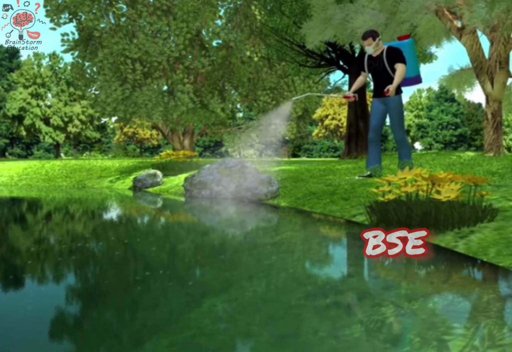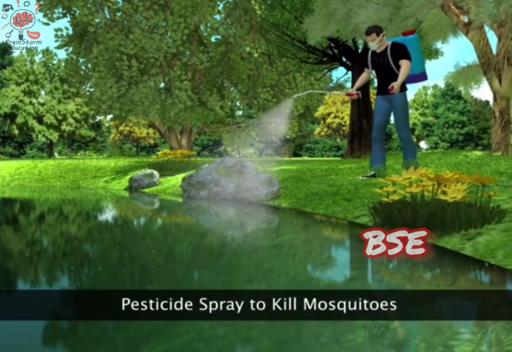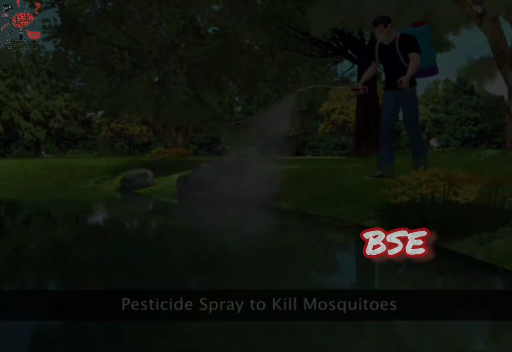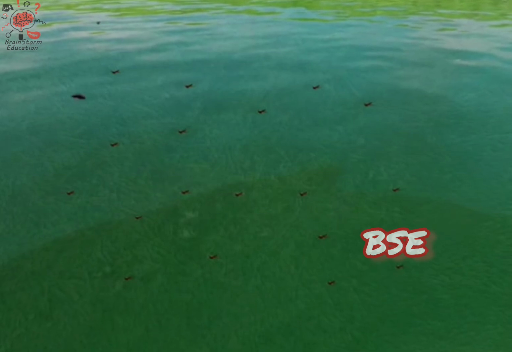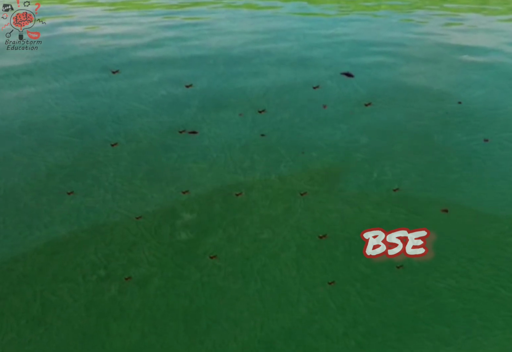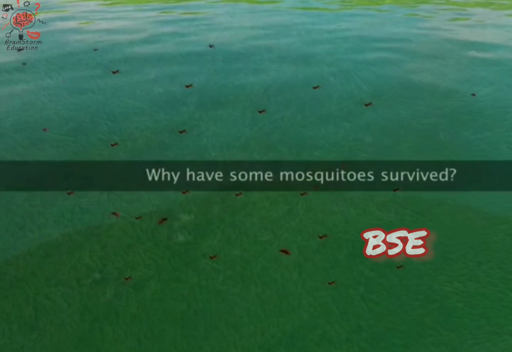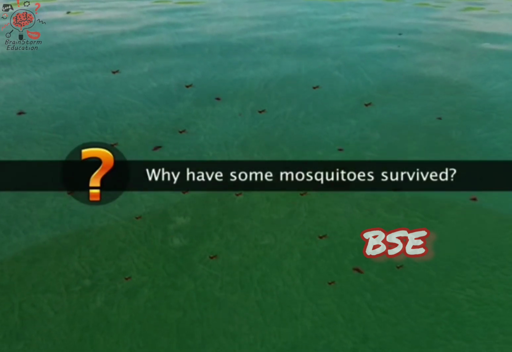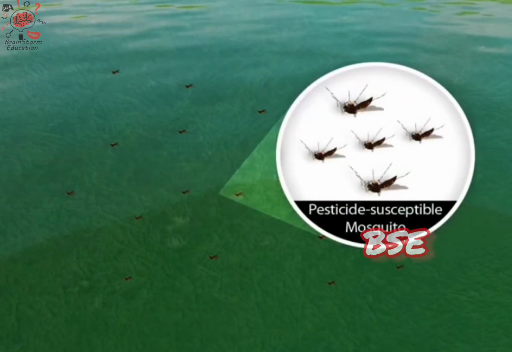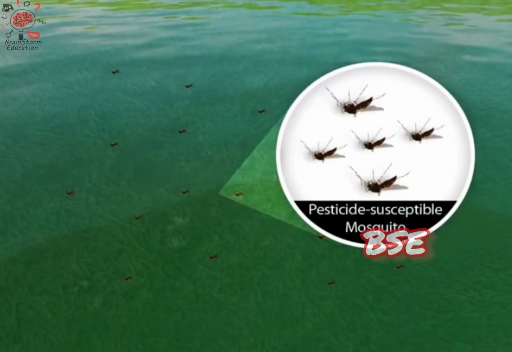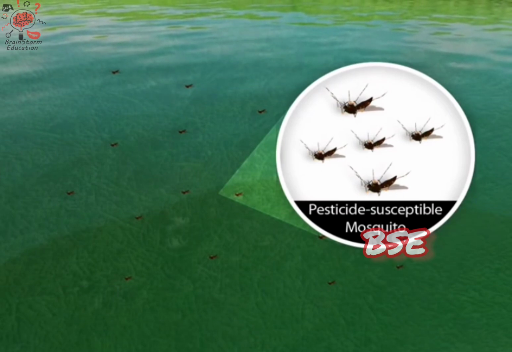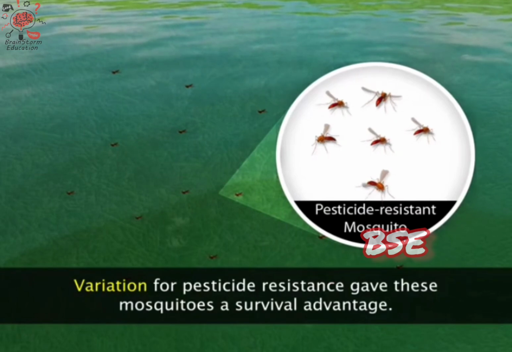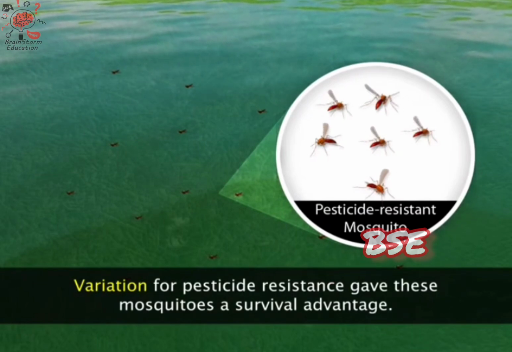Let's suppose the civic authority in this area decides to spray pesticide in order to kill mosquitoes. Most mosquitoes die, but a few survive. Can you think of the reason why some mosquitoes have survived? The reason for this is the existence of genetic variation. The mosquito population has a variation for pesticide resistance. The susceptible ones die, and the resistant ones survive.